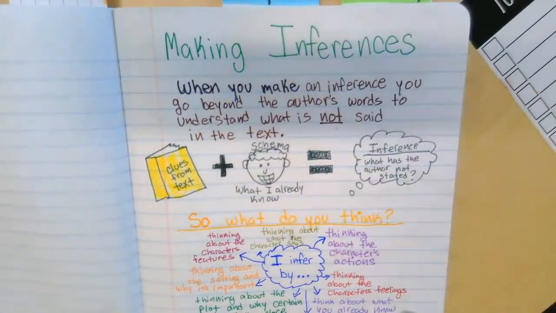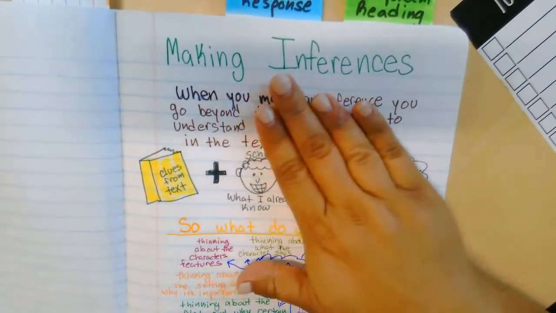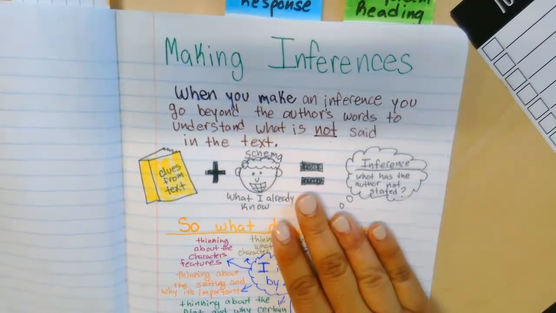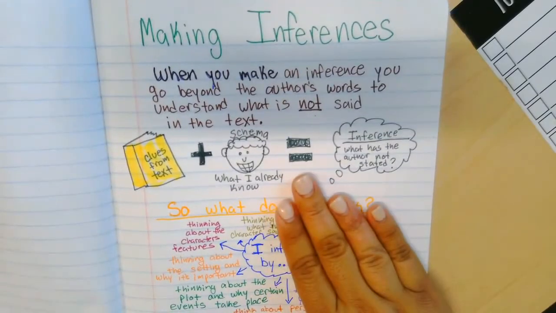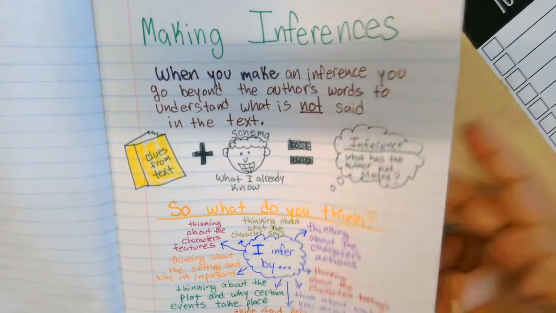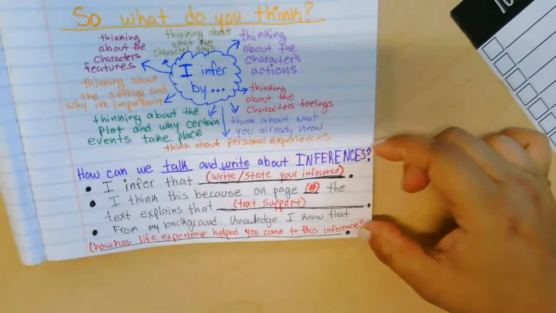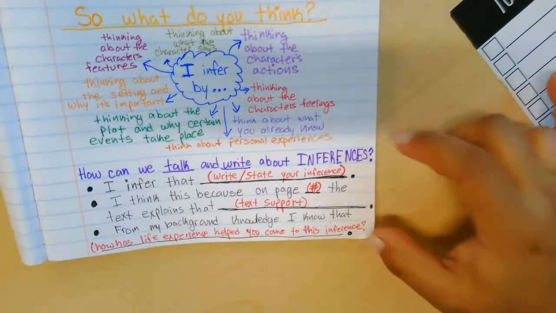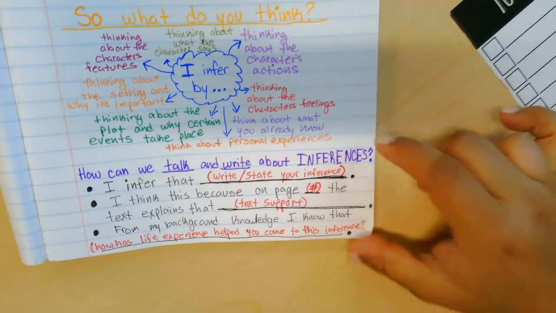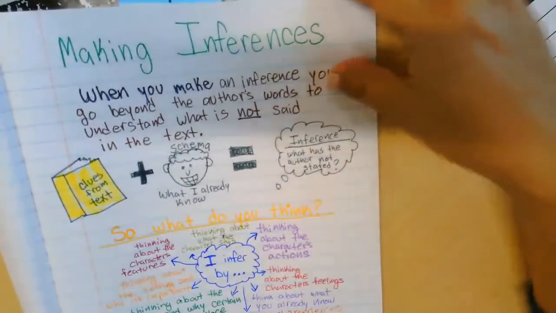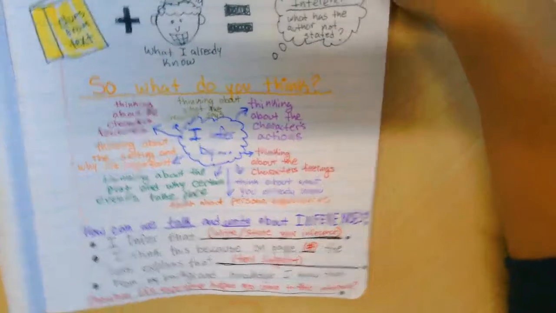But specifically, so you're gonna need this out. You're not gonna write in your notebook today. You just need it out, okay? So you specifically need this bottom part. So if you have not written this, make sure to write this in your making inferences anchor chart, okay?